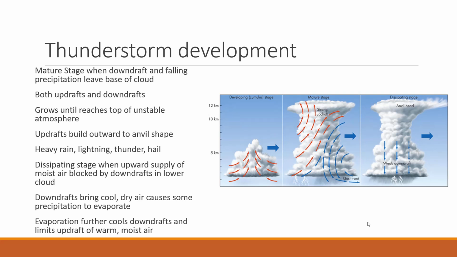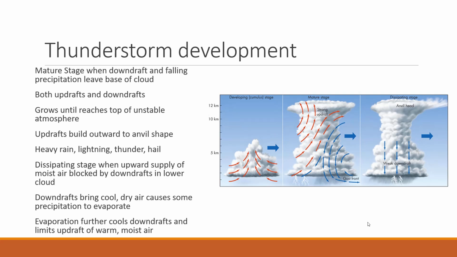This will continue to grow until it reaches the top of the unstable atmosphere, where we're not having vertical movement anymore. The updrafts will actually start to build out into an anvil shape, and this is when we start getting into the dissipating stage. So we have heavy rain, lightning, thunder, and hail can all occur during this stage. And then the dissipating stage is when that upward supply of moist air gets blocked by the downdrafts. So they're no longer in balance.